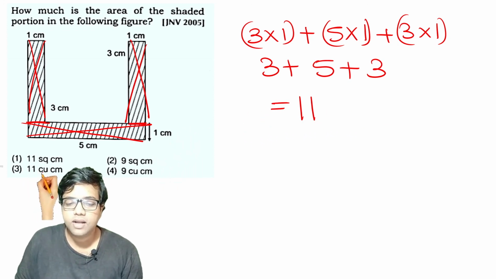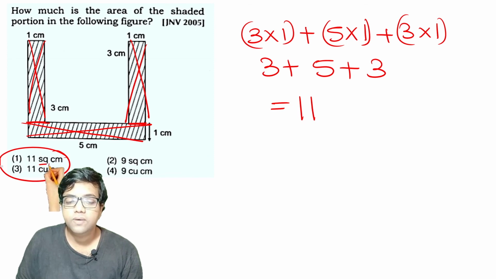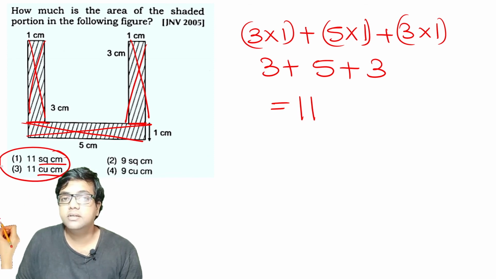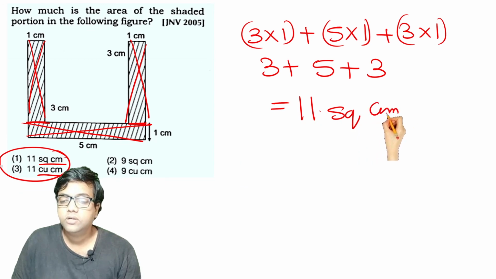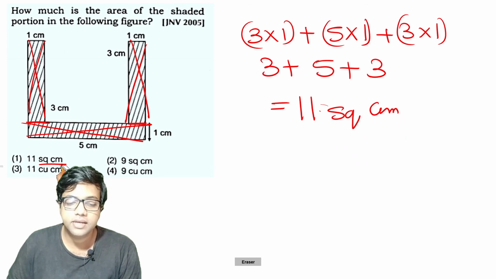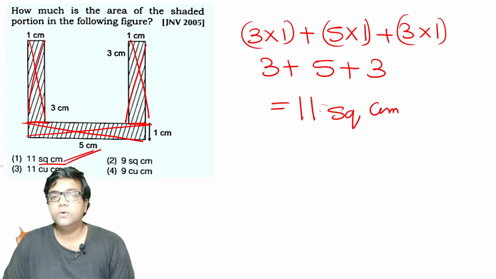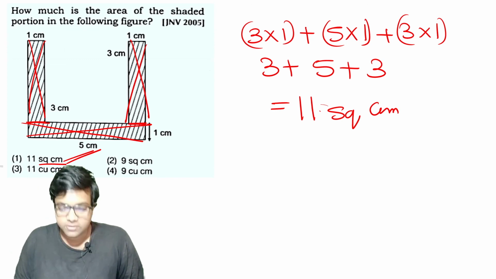But what about the unit? It's not just 11. There are two options here: square centimeter, cubic centimeter. The area is always going to be in square centimeter, not cubic centimeter. Volume is always going to be in cubic centimeter. Here, the area is going to be square centimeter. So 11 square centimeter. Option 1 is the right answer for this question.